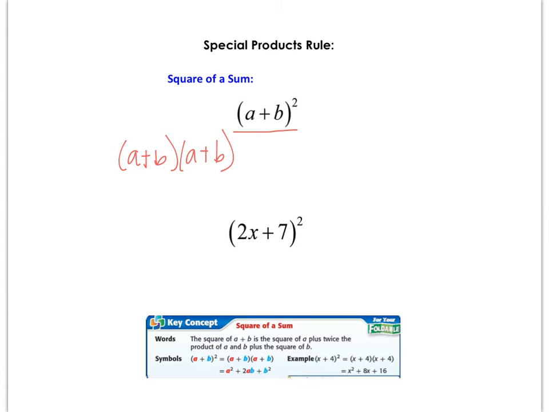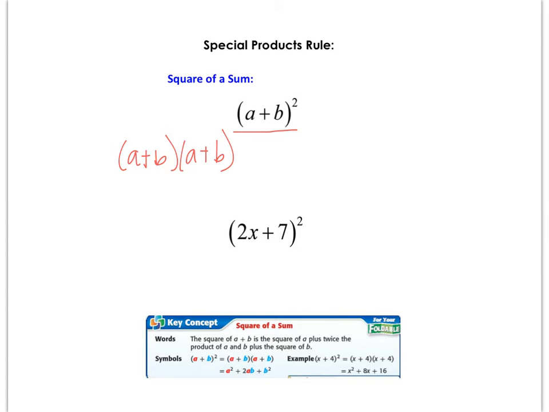I am not, and I repeat, not allowed to just distribute this 2. So don't even write this down because this is wrong. But if you were to do that, you would get a squared plus b squared, and you'll soon find out that that will not be our answer. So don't even write that down. If you did, erase it because you don't want to see that.